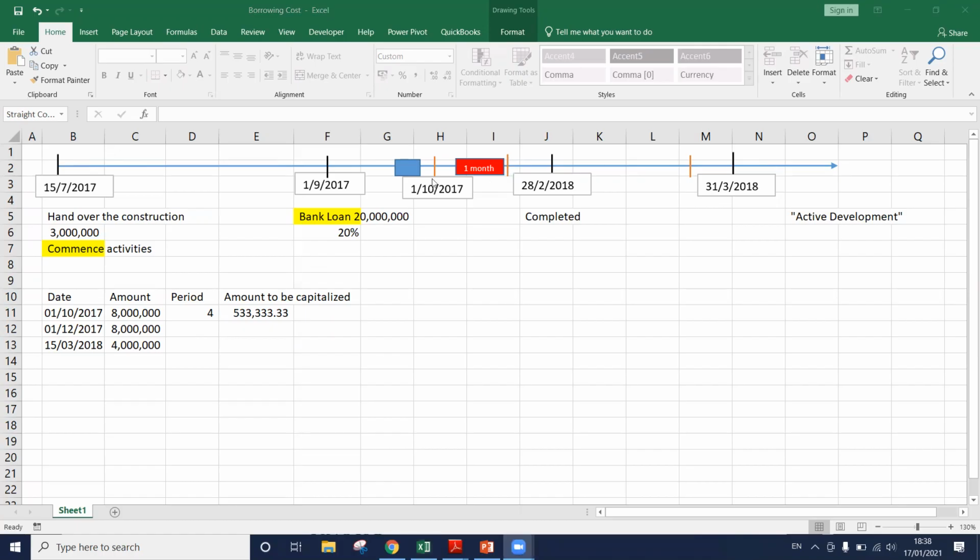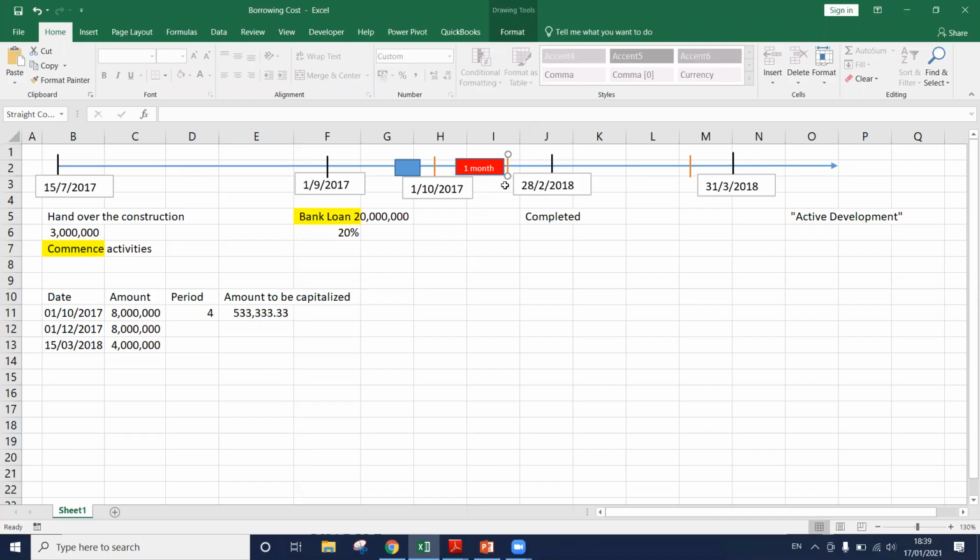Right, for how many months? On 1st of December 2017 we utilize another 8 million. Of this 8 million utilized on 1st December, for how many months' interest can we capitalize as part of the asset?